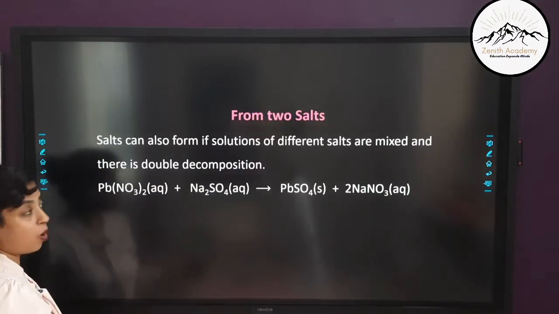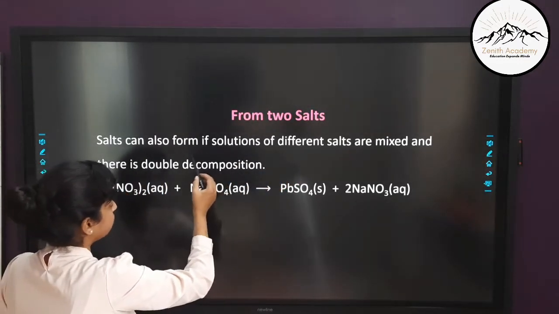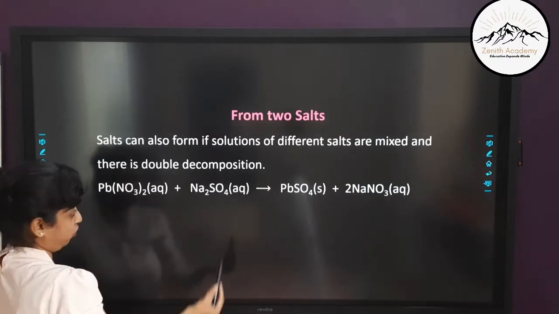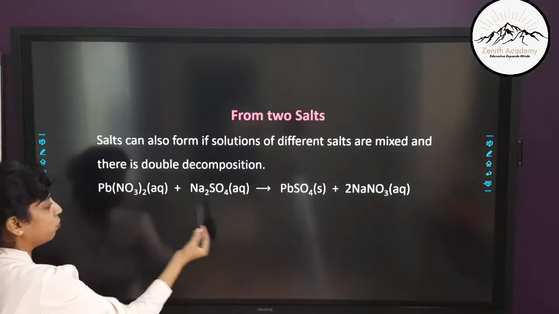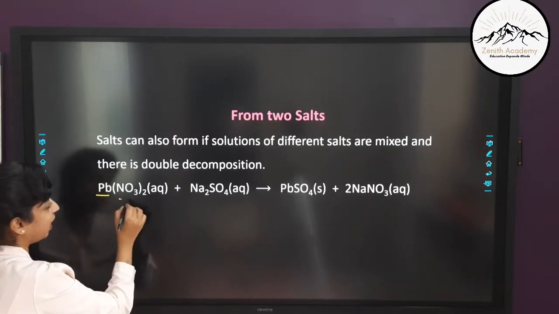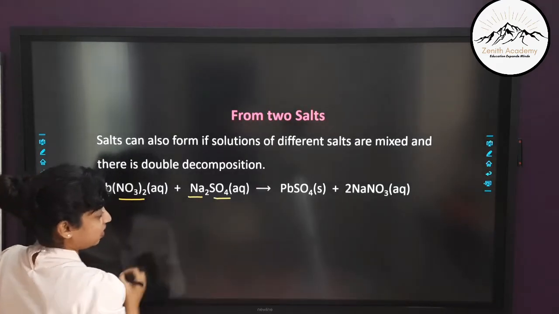Now it can be formed also from two salts. Salts can also form if solutions of different salts are mixed and there is double decomposition. So here you can see there are two salt solutions. Here lead is the cation and nitrate is the anion. Here sodium is the cation and sulfate is the anion.